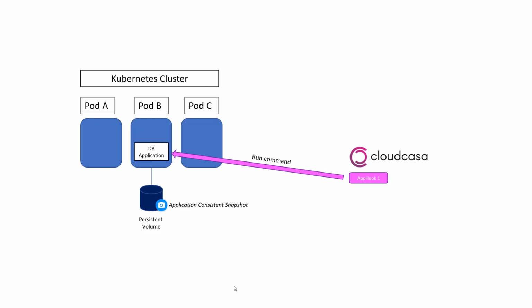that pod. So in this demo, I'll show you how to configure an app hook in CloudCasa and run it against a pod in your Kubernetes cluster. So let's go ahead and jump into the demo.